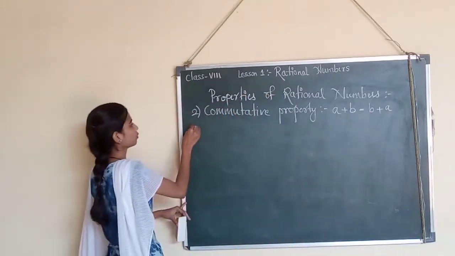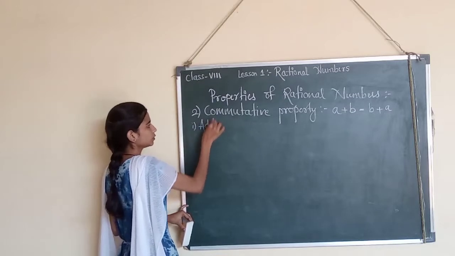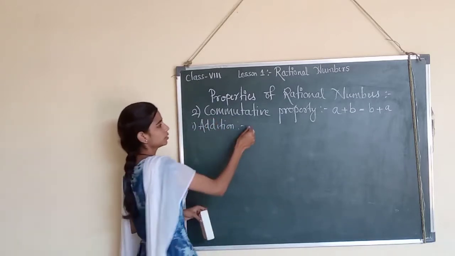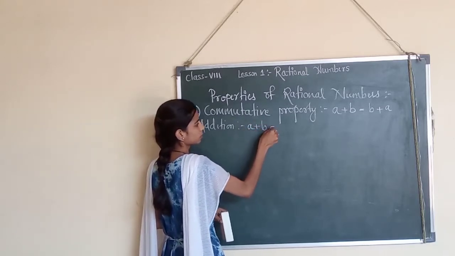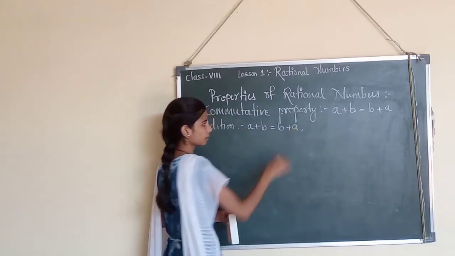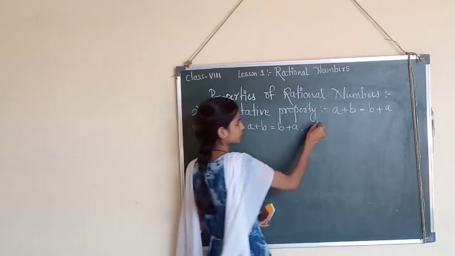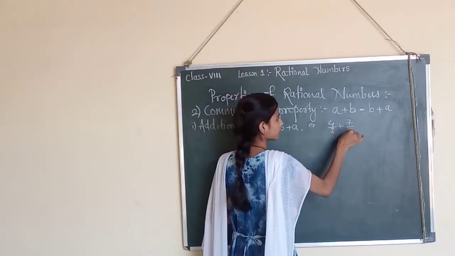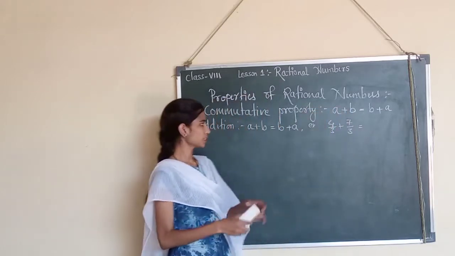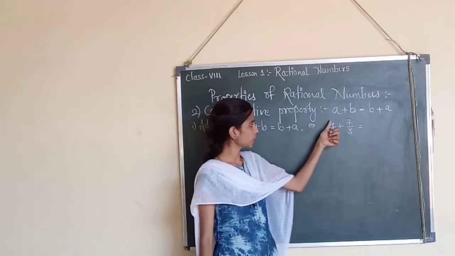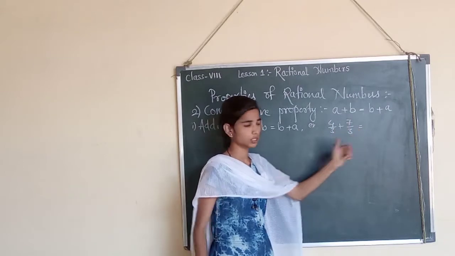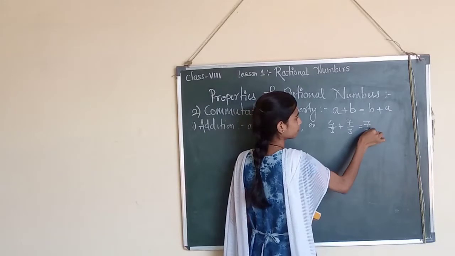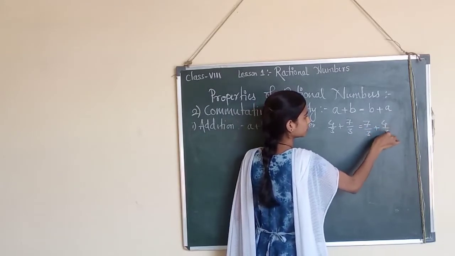Now we'll see first for addition. It means A plus B is equal to B plus A. Now we'll take one example: 4 by 3 plus 7 by 3. What is LHS? A plus B. Here A is 4 by 3 and B is 7 by 3. What is RHS? B plus A, that is 7 by 3 plus 4 by 3.